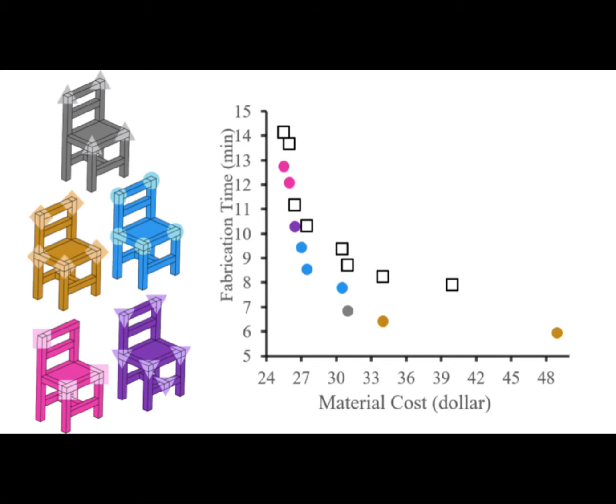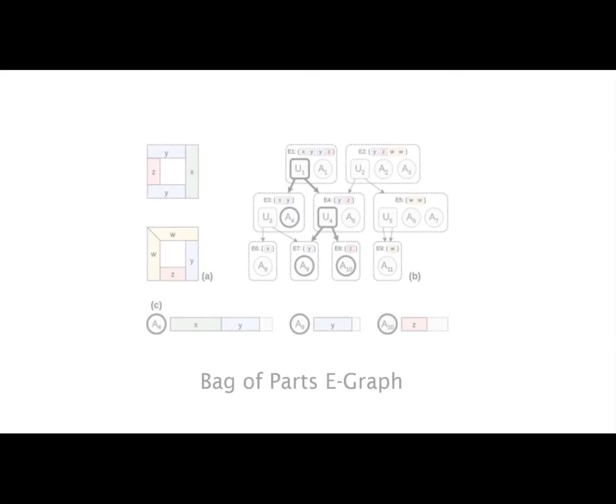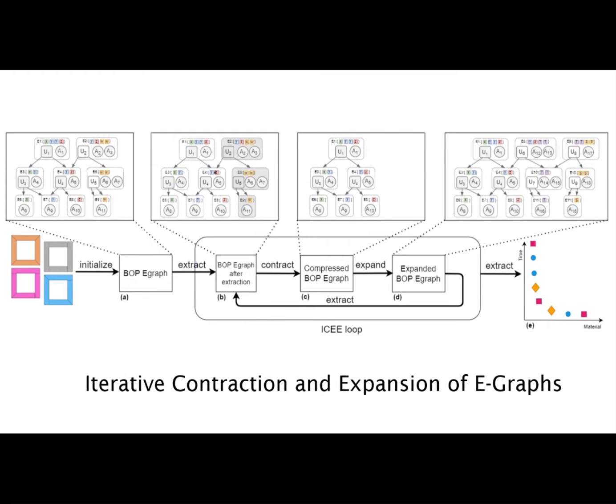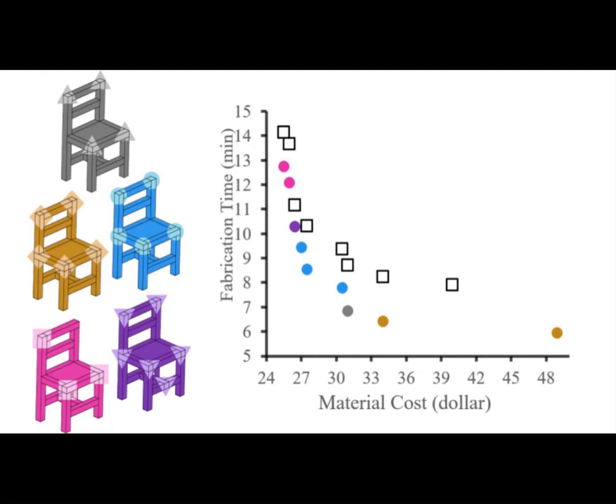The main challenge with this approach is that the search space is extremely large. Each design variation brings with it an entire landscape of fabrication plans with different trade-offs. Our work uses a novel data structure and new search algorithm to address this problem and co-optimize design and fabrication.